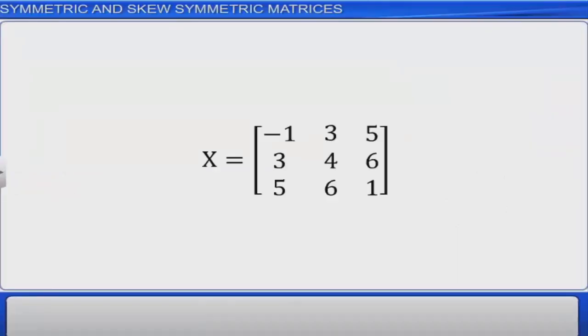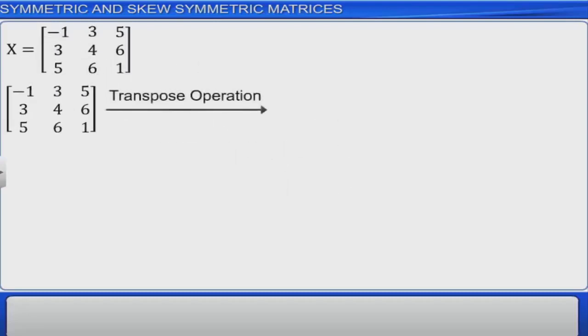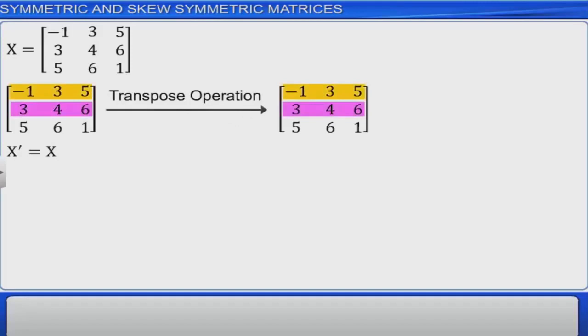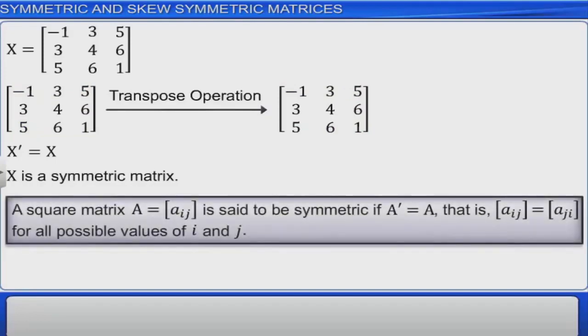Based upon the transpose operation of a matrix, we can observe some properties of matrices. Suppose we have a matrix as shown. Let's find the transpose of the matrix. We can observe that the transpose of the matrix is the same as the original matrix. We can say that X is a symmetric matrix. We can now define a symmetric matrix. A square matrix A is said to be a symmetric matrix if its transpose is equal to itself.